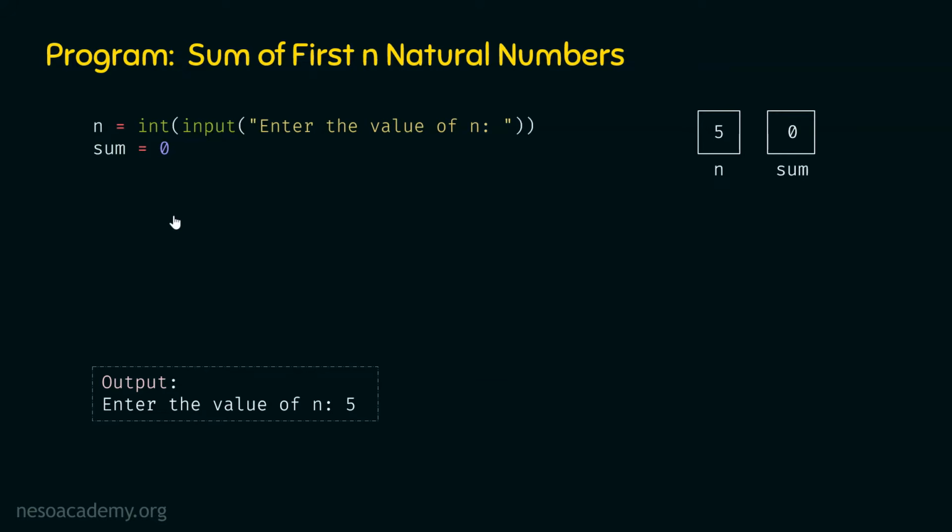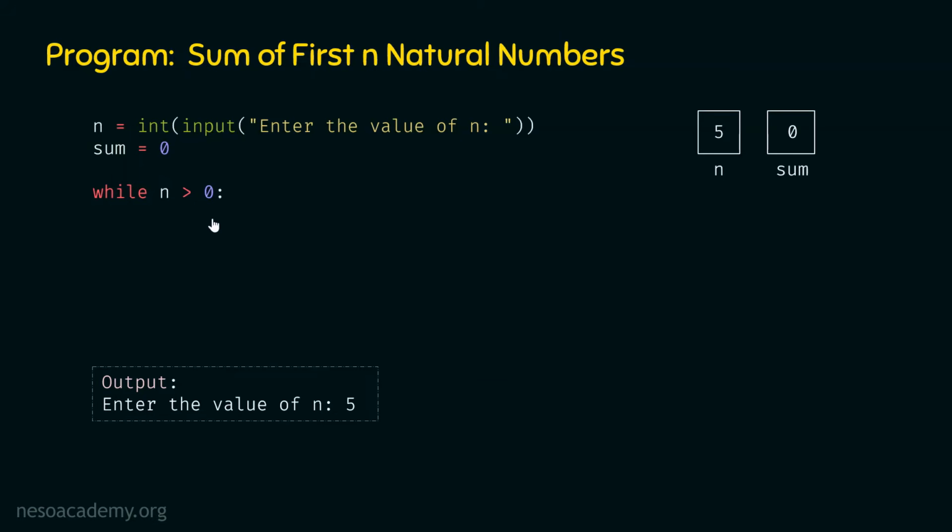Or we can check, is n greater than or equal to 1? Both the conditions are correct. Let's choose this condition, is n greater than 0. So let's write while n greater than 0. N is greater than 0 right now, so we'll get inside this while loop.